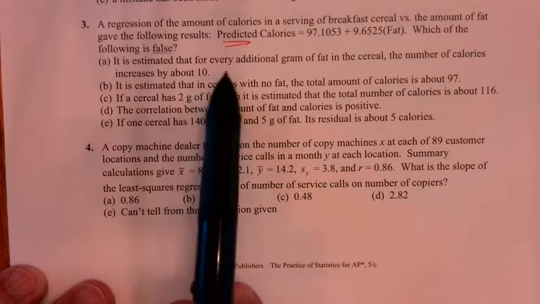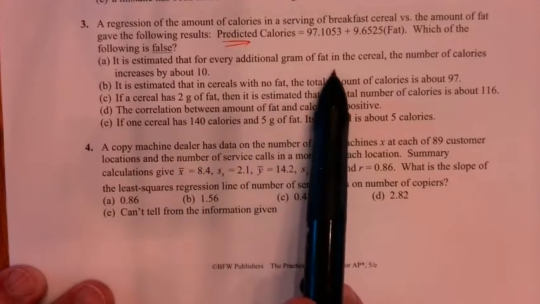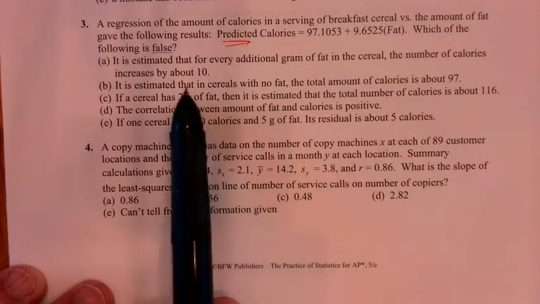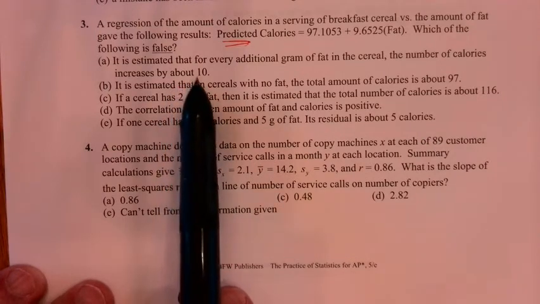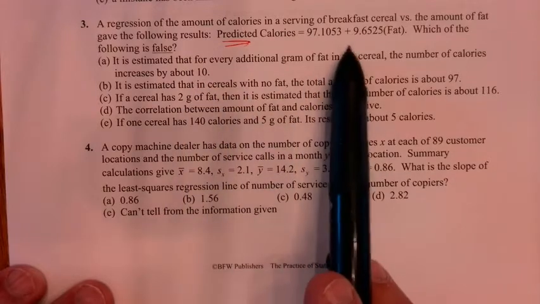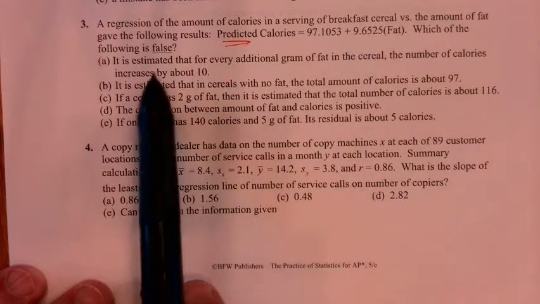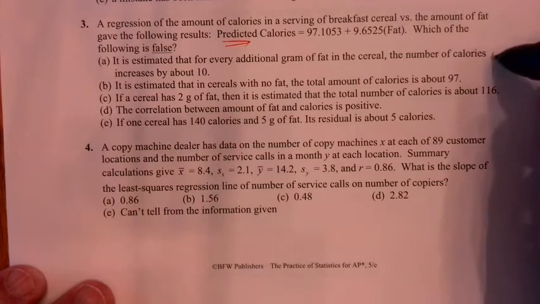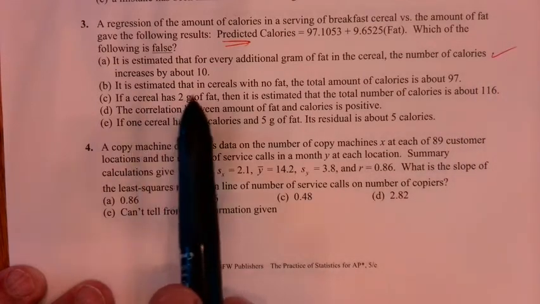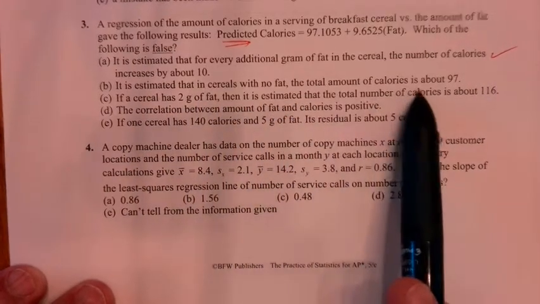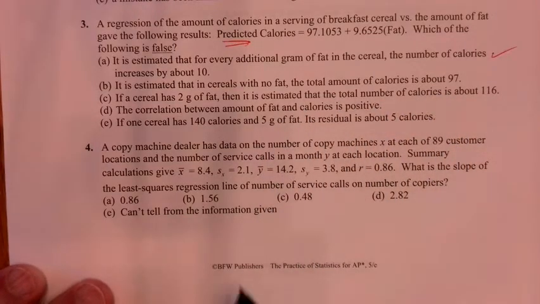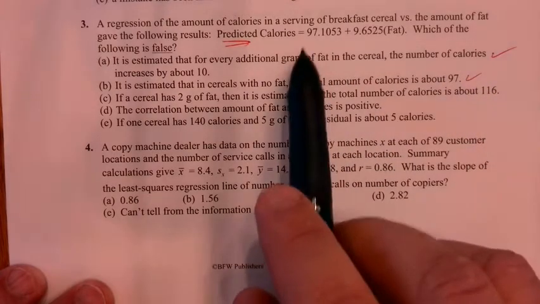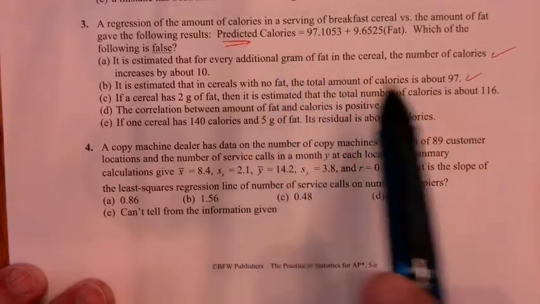It is estimated that for every additional gram of fat in the cereal, the number of calories increases by about 10. You see what that's trying to do? That's interpreting slope. I like that so far, but I'm going to read the rest. It is estimated in cereals with no fat, the total amount of calories would be about 97. That's describing the y-intercept.